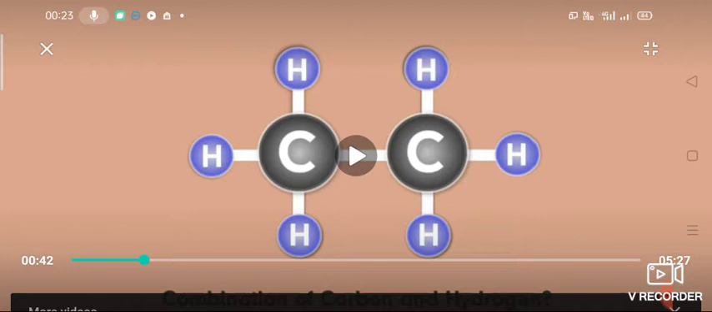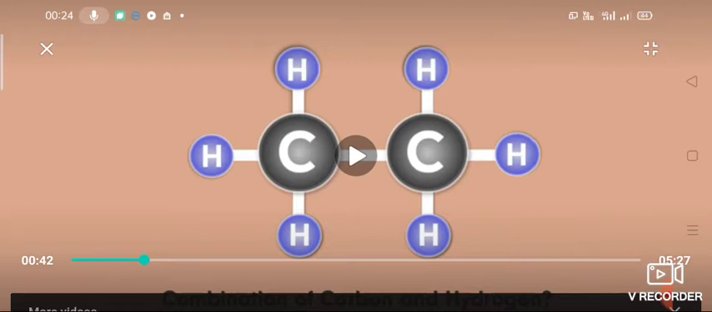Here if you see, the carbon atom is there. Around the carbon atom, first there are 3 hydrogens and the fourth carbon electron is combined with another carbon atom. If you see the second carbon atom, it is also combined with 3 hydrogen atoms and another carbon atom. So this is the carbon compound. All those carbon compounds are covalent compounds.